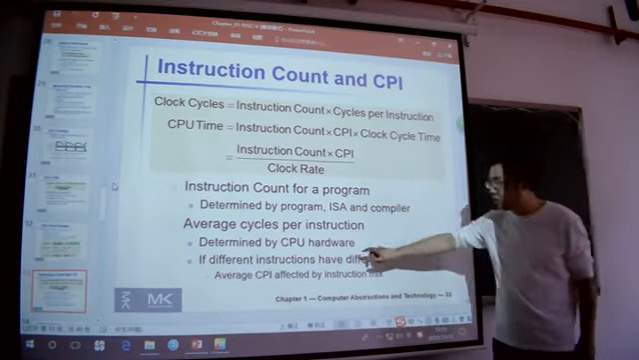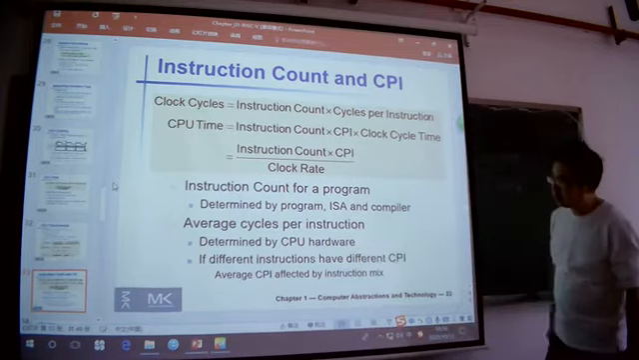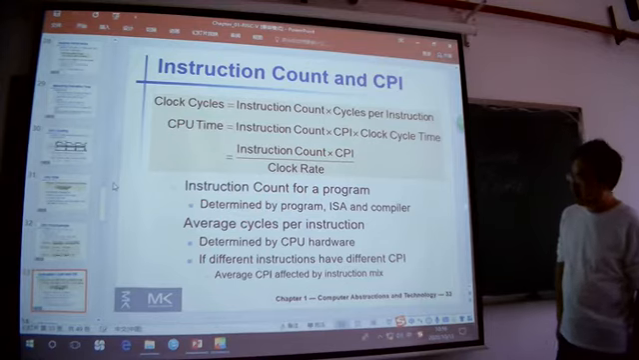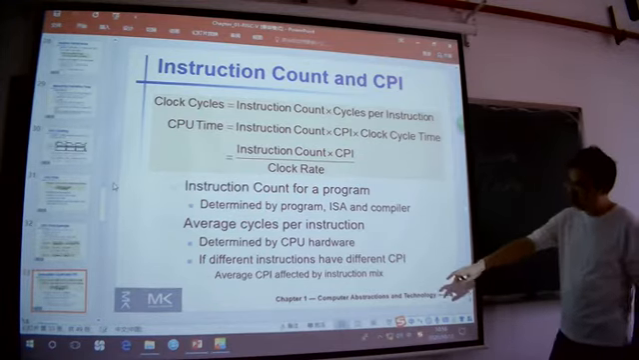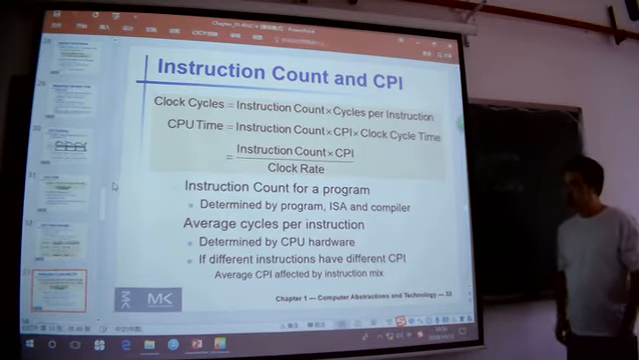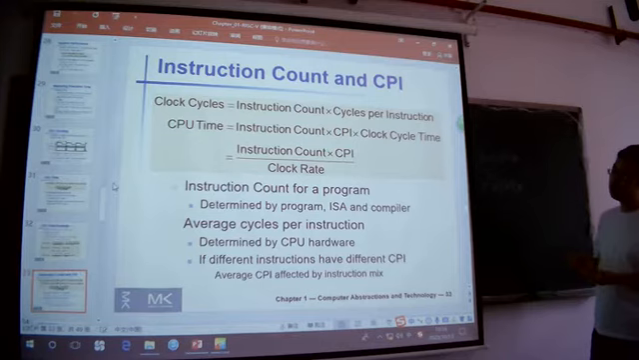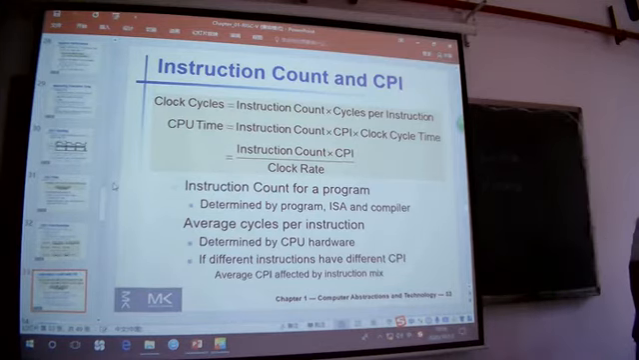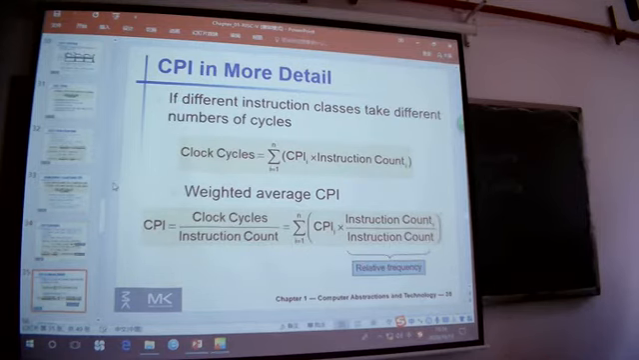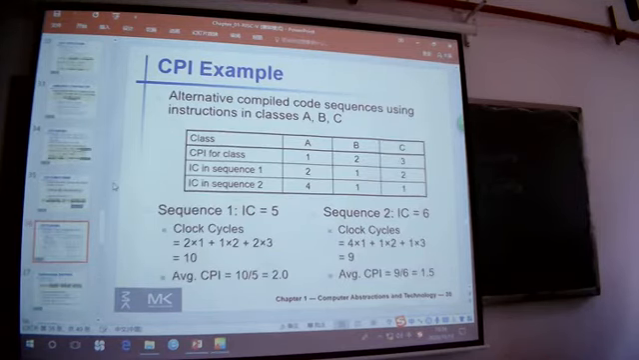CPI can be determined by CPU hardware. Each different instruction has a different CPI. Average CPI is affected by the instruction mix. So we can see how useful CPI is. Okay, here is an example of CPI. This is the CPI example in the PPT.